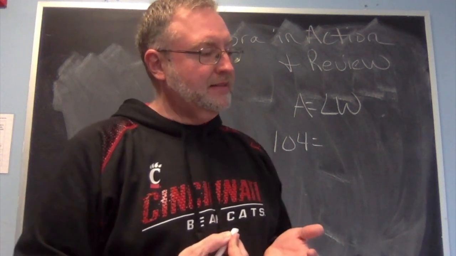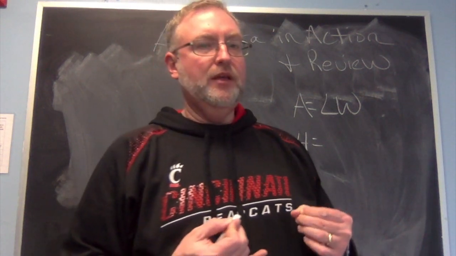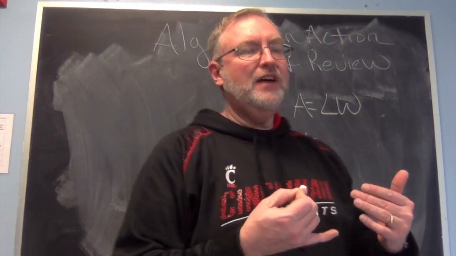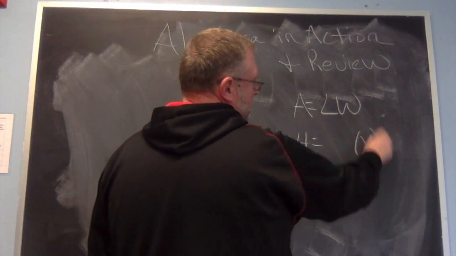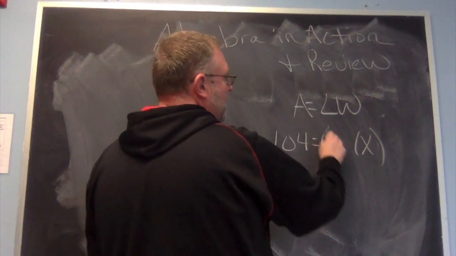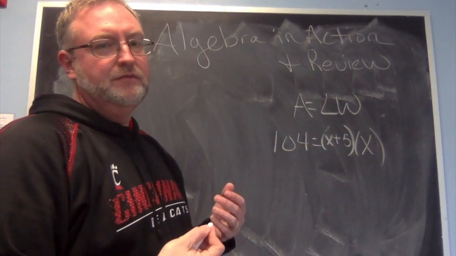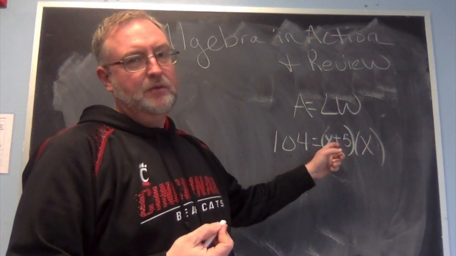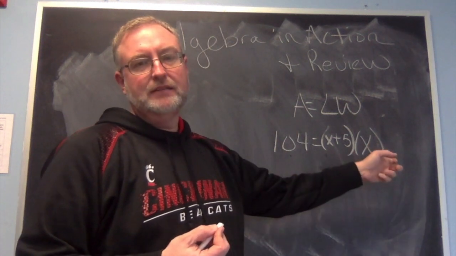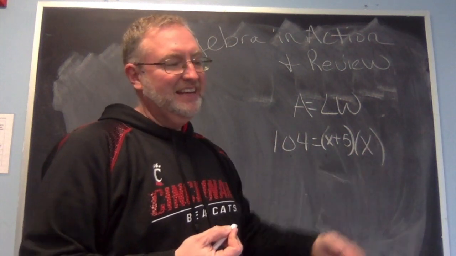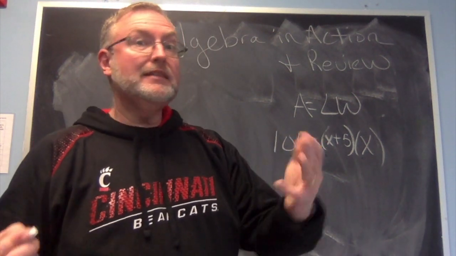Then it goes on to tell us that the length is 5 feet more than the width. So the length is 5 more than the width. Well, what is the width? We don't know. It's x. What is the length? It's 5 feet more. So now I have the total area with the length being 5 feet more than the width: x plus 5 and x. Hope you're following this. Now I can solve this and actually figure out exactly what I need.